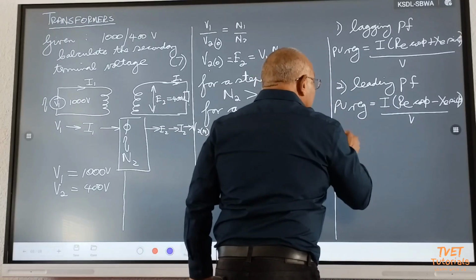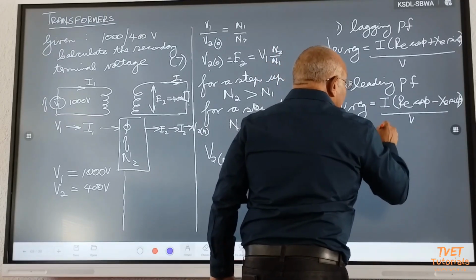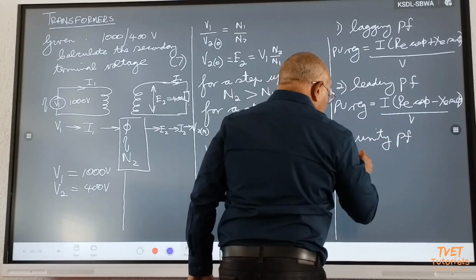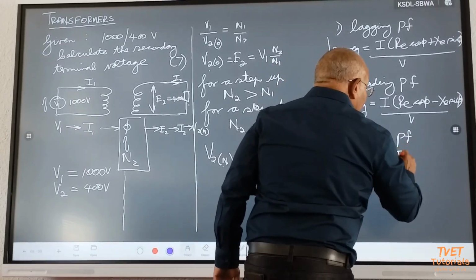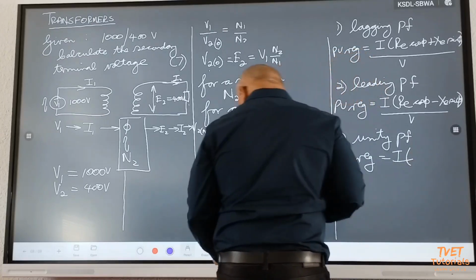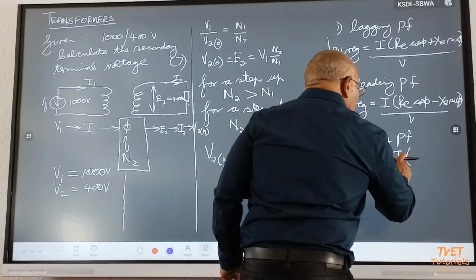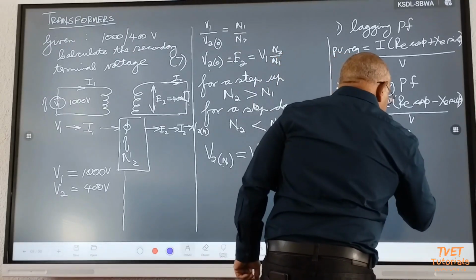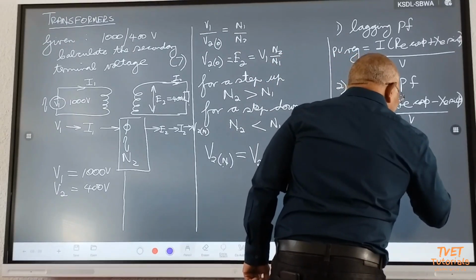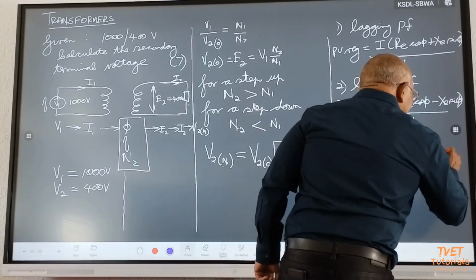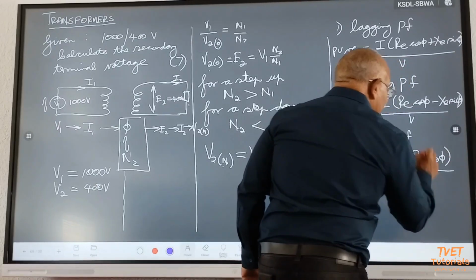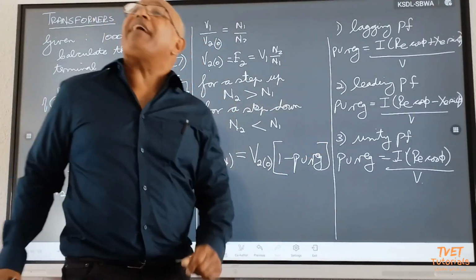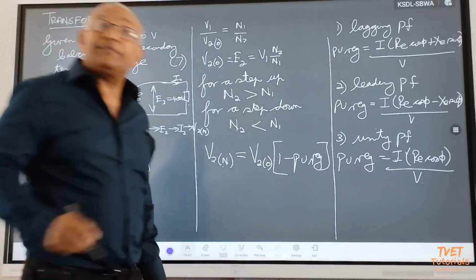And the last one is when we tell you that the transformer is working at unity power factor. What's the formula? Per unit regulation equals I, divided by. Now what happened to the XE sine phi? What happened to that? Sine 0.